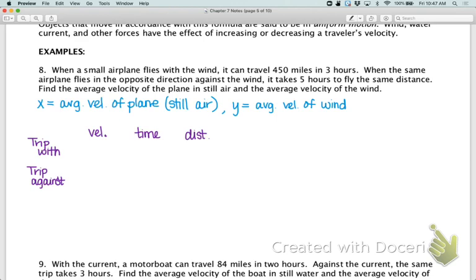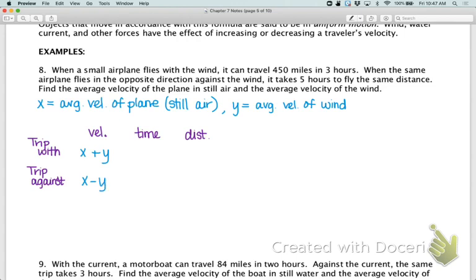So the trip with the wind, kind of when we talked about the vectors, the wind is going to help the airplane to go faster. So the velocity of my plane is going to increase according to the velocity of the wind. However, when we're working in the reverse, the velocity of the wind is going to take away from the velocity of the airplane. So it's going to be x minus y.